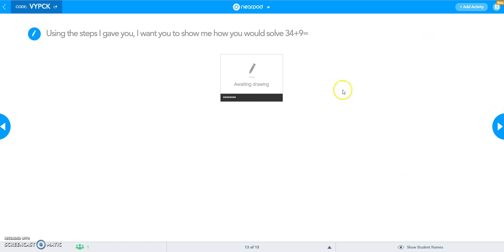So my student just submitted her drawing, and I can see it here. So I see that she's written 34 plus 9. She's represented both numbers with tally marks. She's crossed out 10 ones to rename them, and then she's written the answer at the bottom here.